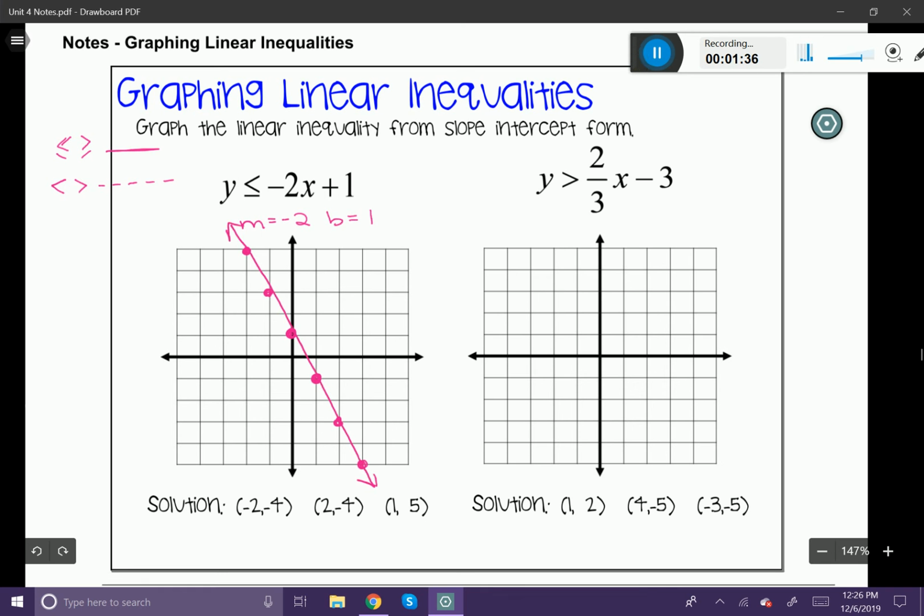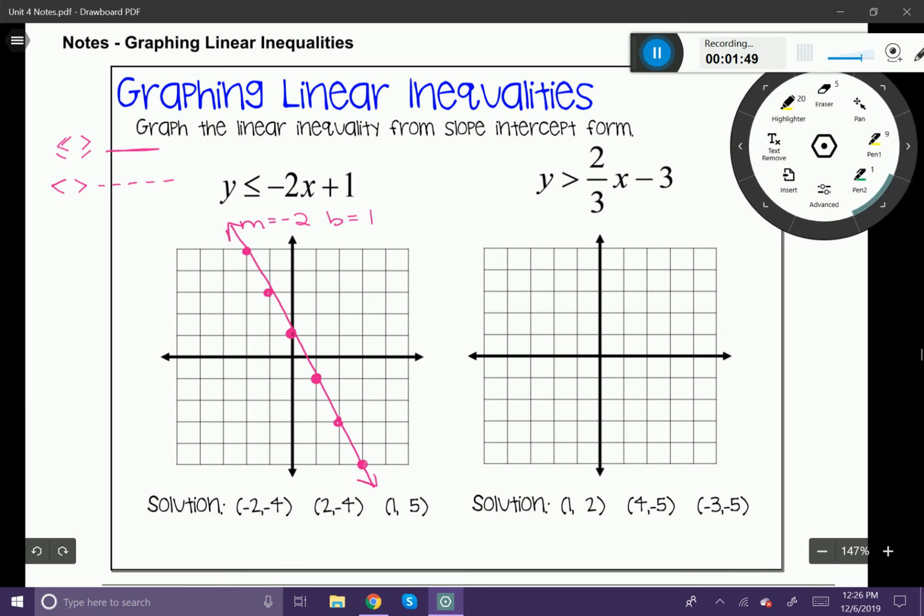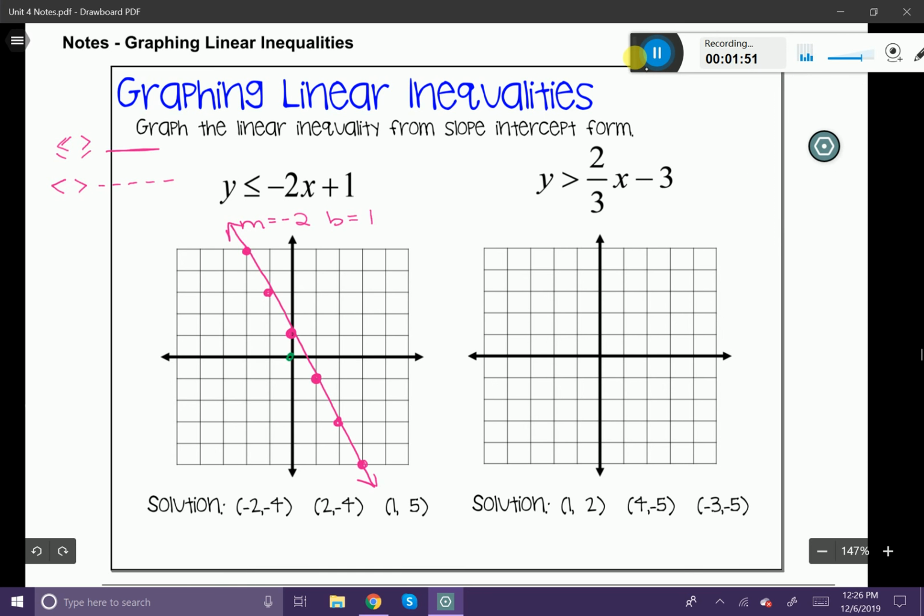Now, so far it looks pretty similar to just a regular linear equation. This is where the inequality part comes into play. I need to have a test point. I usually like to test the point 0, 0. So I'm going to go ahead and test this point right here. What I mean by test is I'm going to plug that coordinate into my inequality. I'll do this along the side over here.